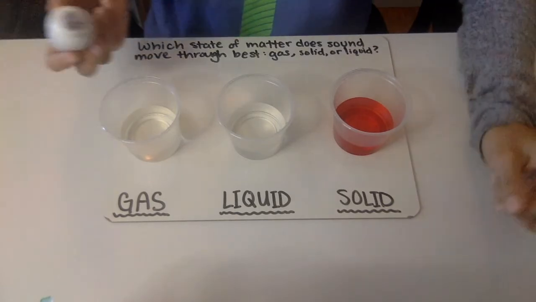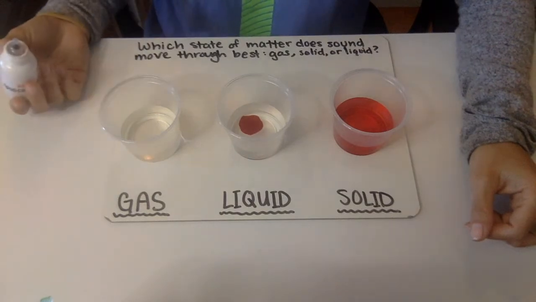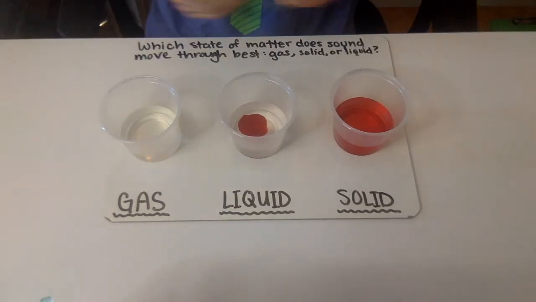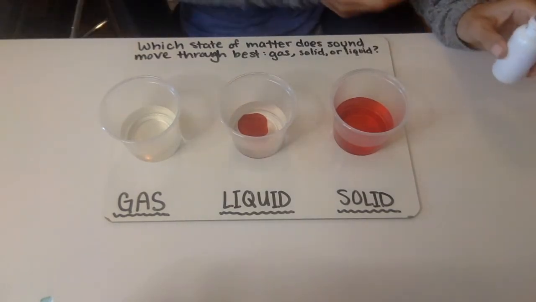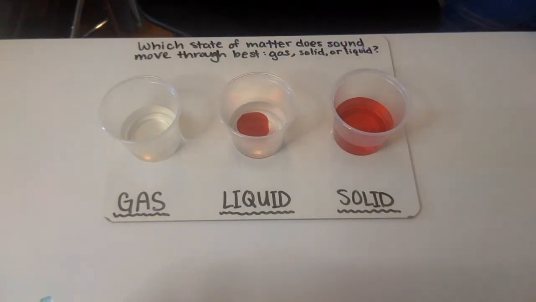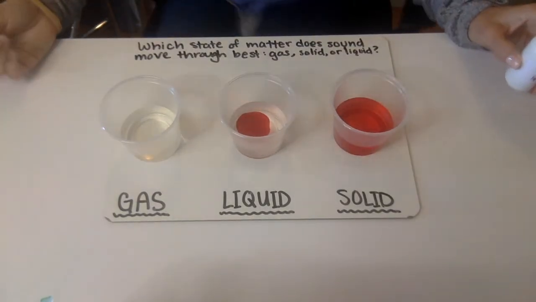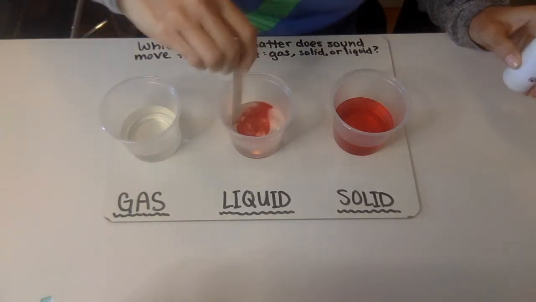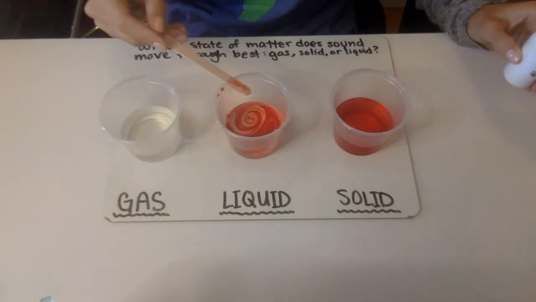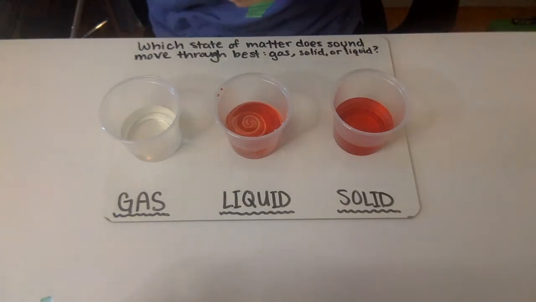Now, let's see how sound moves through a liquid. It's a little slow. It's doing its job a little bit, but still a little slow, right? It's kind of just sitting on top. It's not really moving around. Let's see if I move this a little bit around. Okay, it can move through. It's just not very quick, right?